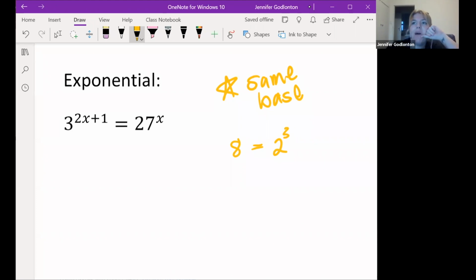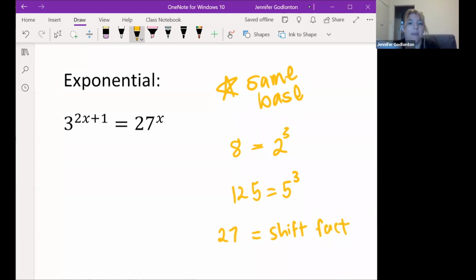If I had the number, let's think, 125, that would be 5 to the power of 3. So we wanted to get its prime bases. Remember, you can always use your calculators to help you. In this case, you can write 27 equals shift fact, and you will get its prime base and its power.